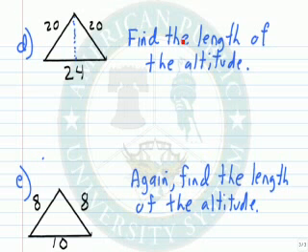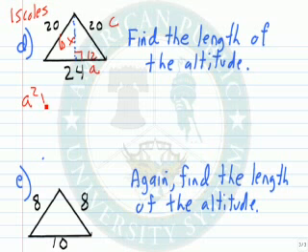In example D, we want to find the length of the altitude. The altitude is the one that goes straight up, by the way. That's always at 90 degrees for the altitude. Now, notice because this is an isosceles triangle, the two sides are equal, so this is going to have a value of 12, so we're looking for x. So let's label this as our A, this is our B, and this is our C. So we have A squared plus B squared equals C squared.